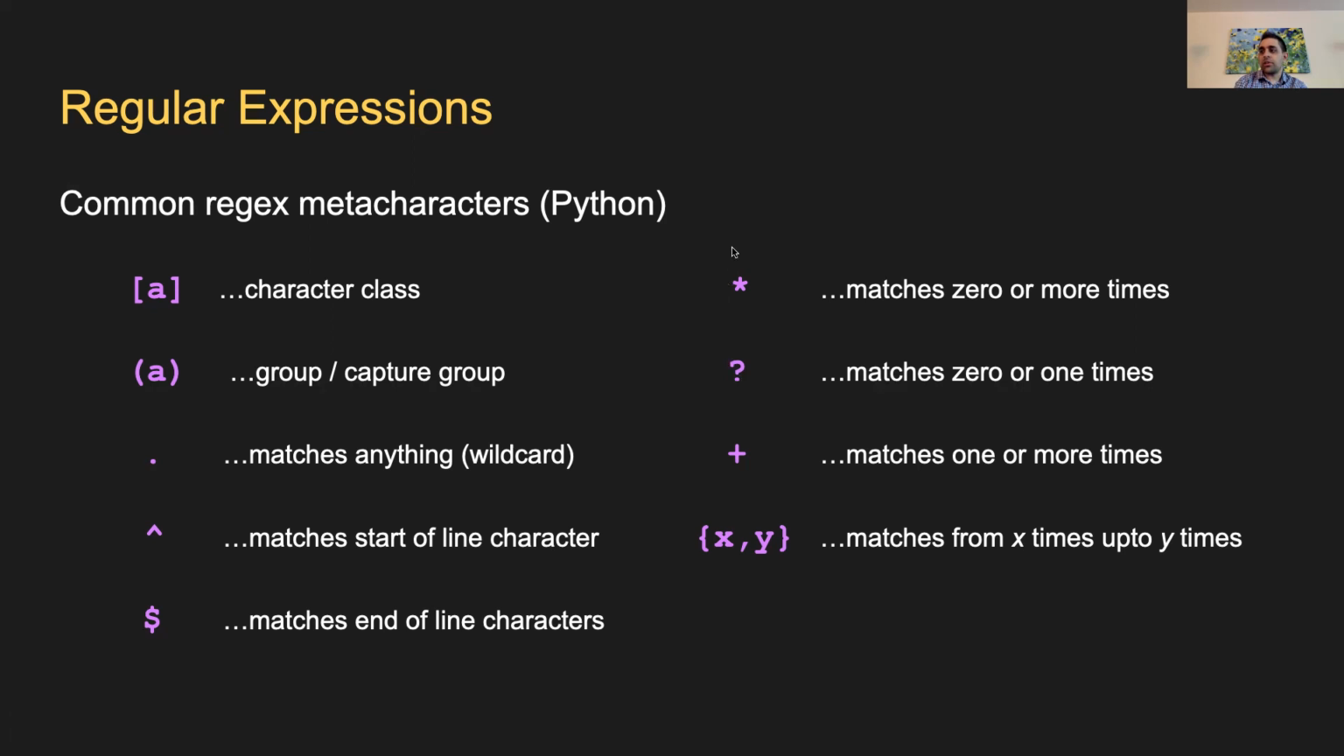But then we go over to the next column, and these are matching multiple instances of particular characters. So we have the asterisk or the star character. This specifies you want to match 0 or more times. So it might exist once, or might exist 20 times, or might exist 0 times. Star just means anywhere from 0 to infinity times, match it.